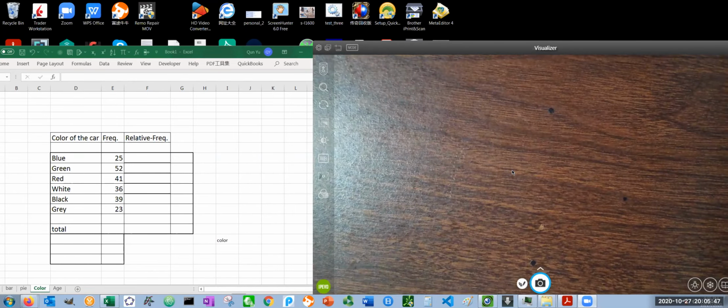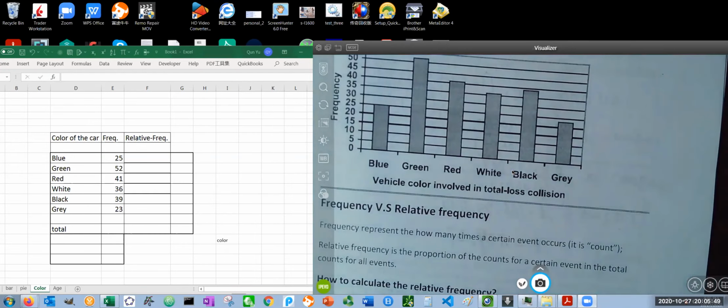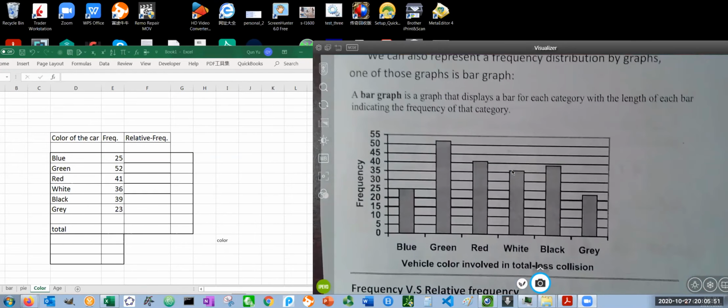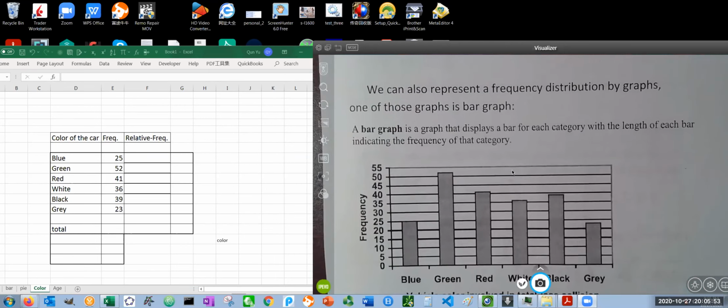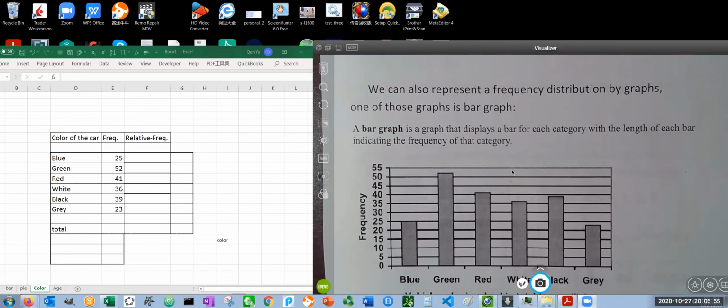Now we just introduced this frequency distribution table as a tool to organize data. Actually, there are other tools to represent frequency distribution, but not in table format. It is in this bar graph format. Let's look at this description of what a bar graph is.